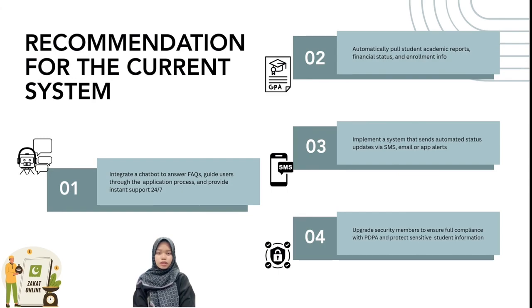To transform the E-Zakat system into a smarter and more impactful solution, we recommend integrating a chatbot to answer FAQs, guide users through the application process, and provide instant support 24/7. Automatically pull student academic reports, financial status, and enrollment info. Next, implement a system that sends automated status updates via SMS, email, or app alerts. Next one, upgrade security measures to ensure full compliance with PDPA and protect sensitive student information.